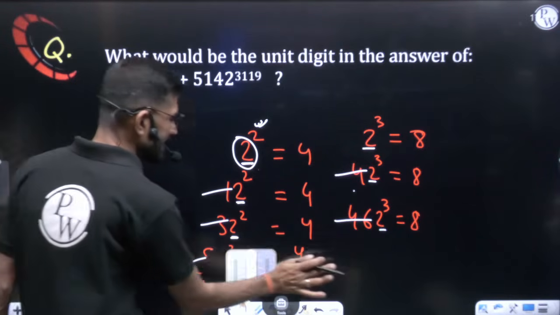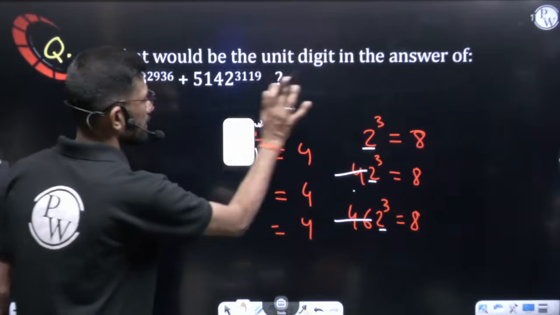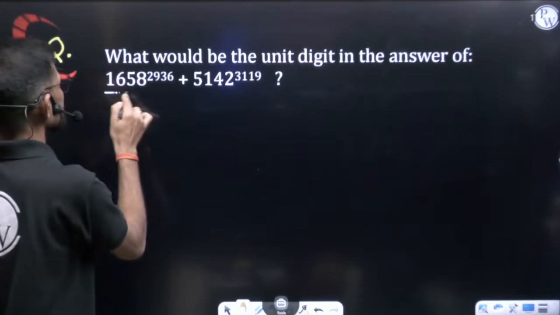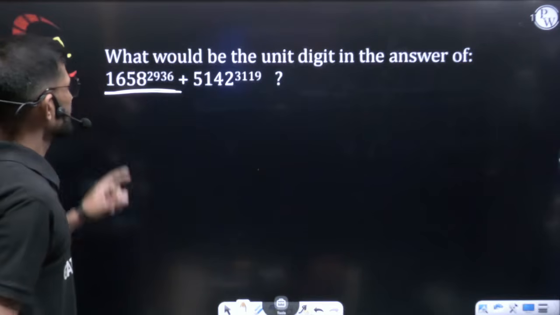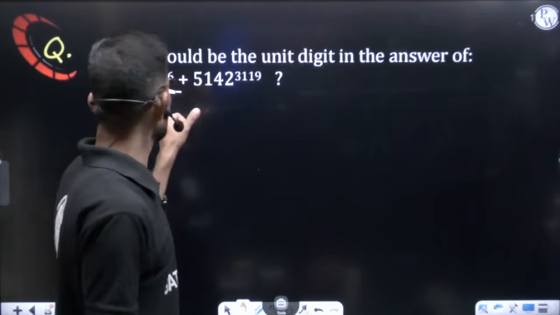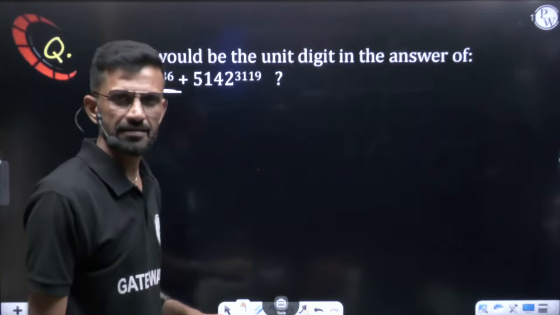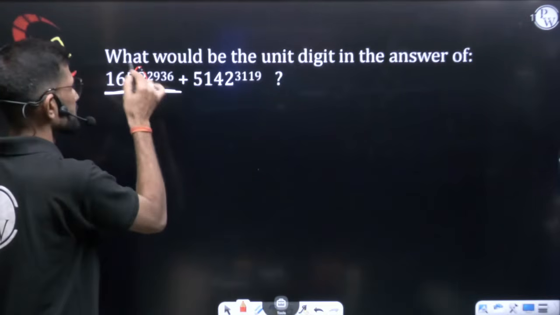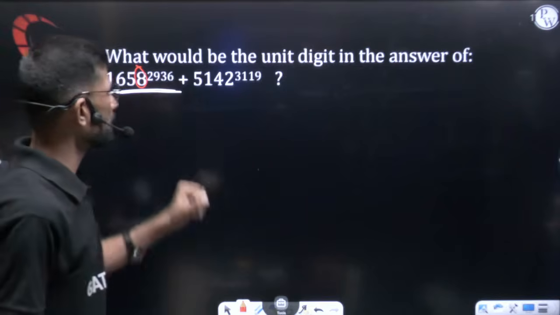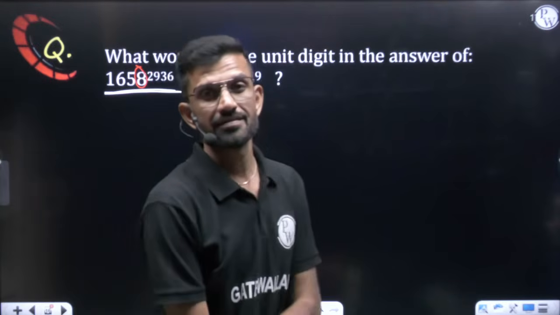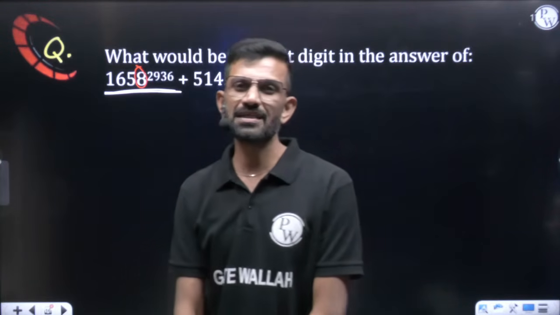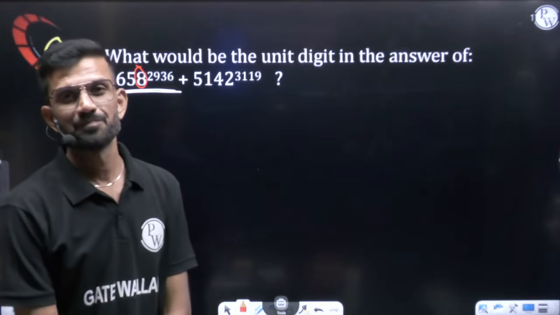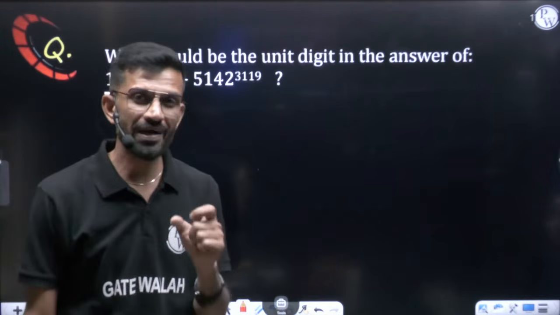So, understanding it that way, if you see the first one, they have given 1658 to the power of 2936. So, in the base, what is the last digit? The last digit here is 8, and they have given 8 power 2936. Finding 8 power 2936 is not impossible, but it is a critical job. So, we require the unit digit.